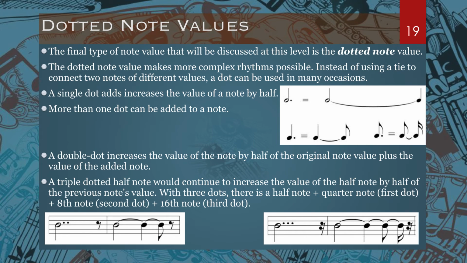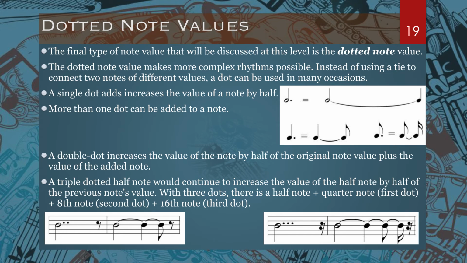There's one addition you can make to a note value to change how much it's worth. This is where we're going to talk about the dotted note value. So if you look at the first image, you'll see a half note with a dot next to it. That is actually worth the equivalent of a half note tied over to a quarter note. So that half note with a dot is worth 3 beats.